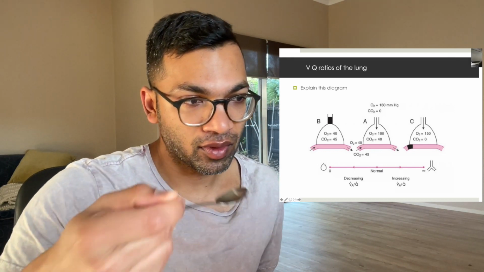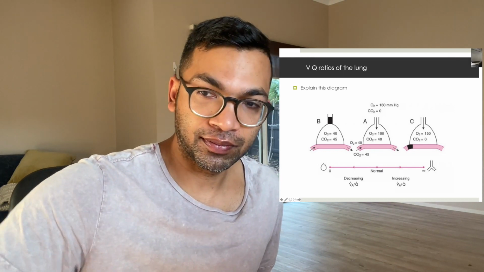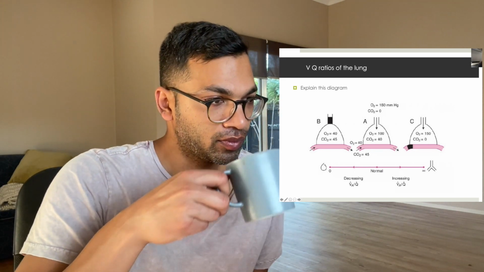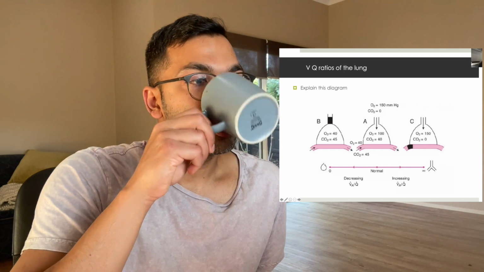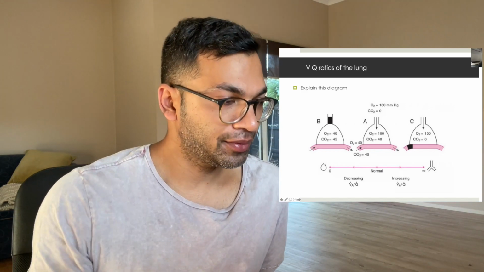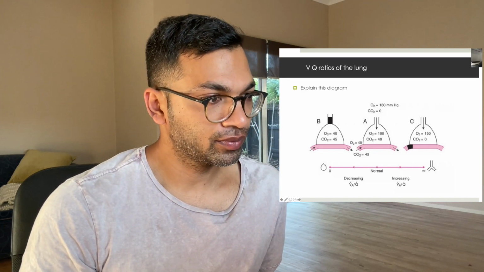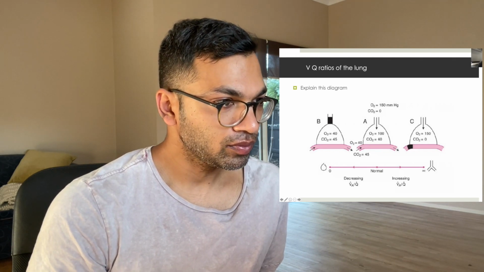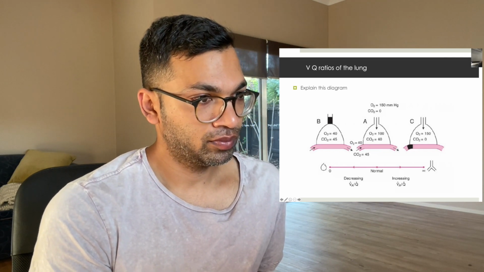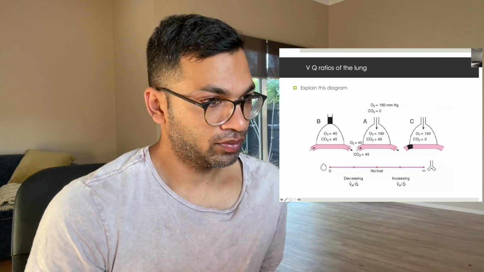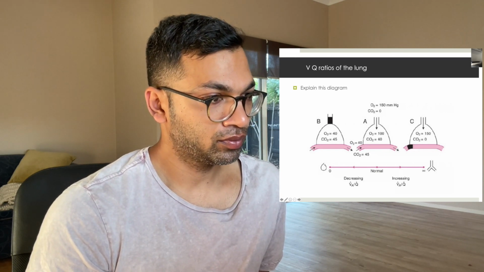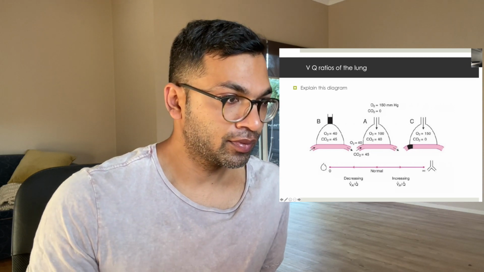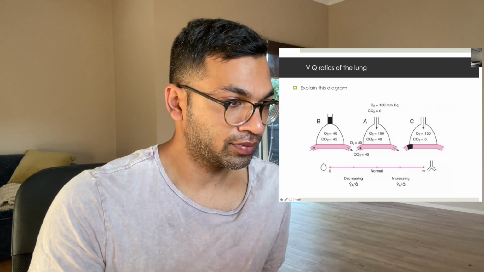Then in the middle you've got diagram A, so that shows no obstruction to ventilation or perfusion, and your partial pressure of oxygen is 100 and partial pressure of carbon dioxide is 40. And then as I said, normal flow of blood as well, so that's just normal alveolar ventilation taking place. Fantastic. With no VQ mismatch.